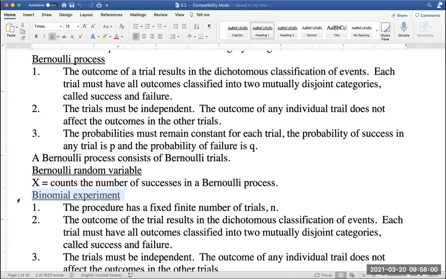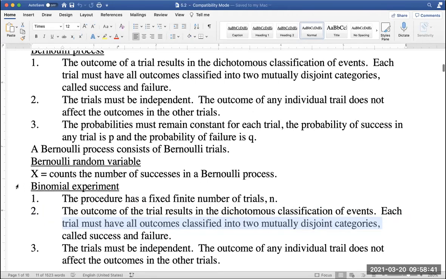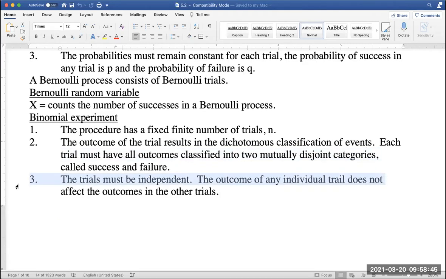A binomial experiment. In a binomial experiment, we're going to have a Bernoulli process that has a fixed finite number of trials. The procedure has a fixed finite number of trials, n. The outcome for each trial results in a dichotomous classification of events. Each trial must have the outcomes classified into two mutually disjoint categories called success and failure. The trials must be independent. The outcome of any trial does not affect the outcome of the other trials.